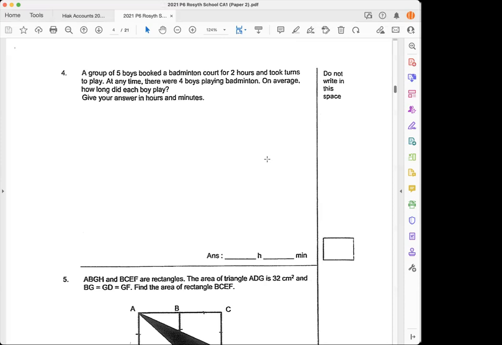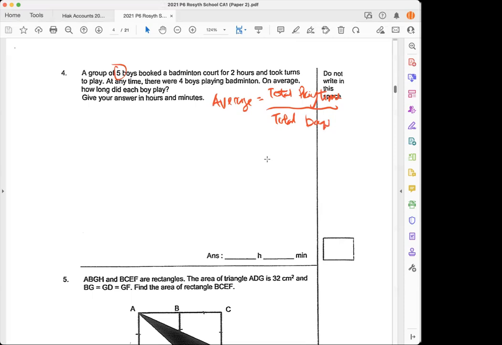So to find the average, the average will be equal to total play time over total number of boys. The total number of boys is very simple, it's 5, as in the question. Let's calculate the total play time.